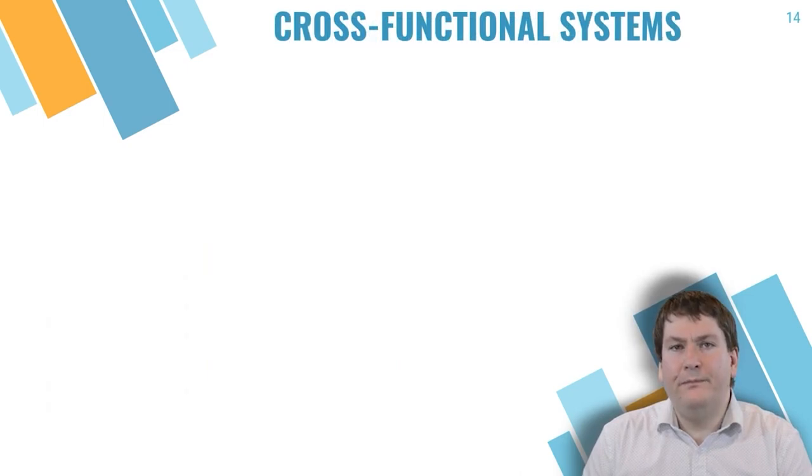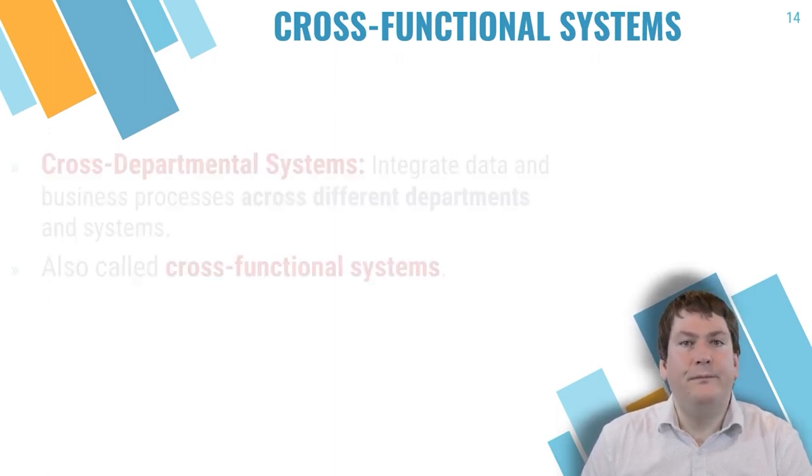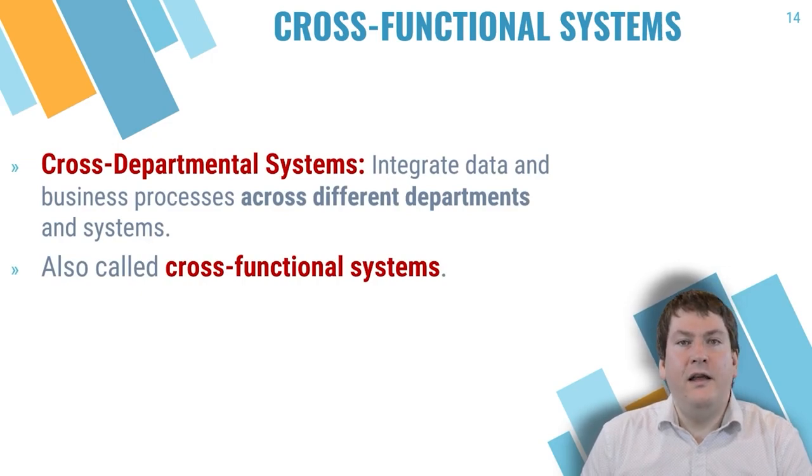So what's the solution? Well, fortunately, due in part to all of these issues we mentioned, most businesses are moving away from this functional model of information systems and starting to add or move to cross-departmental systems. Cross-departmental systems, as the name would suggest, integrate data and business procedures across different departmental and system boundaries. They enable data transfer and communication between different business functions and allow for unified business processes and models to be used across a whole organization. These systems are also called cross-functional systems.